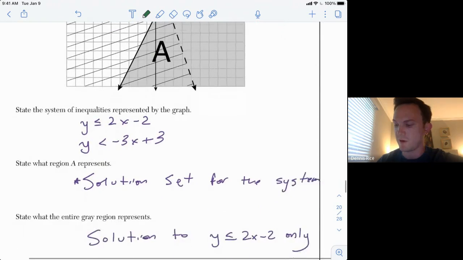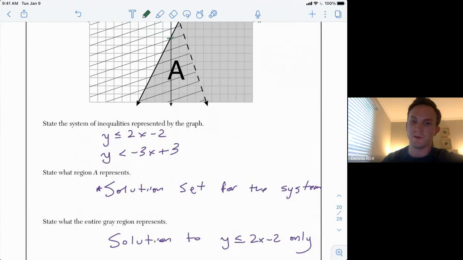Now in the next part, this is why writing solution matters, because they're going to ask, what's the difference between part 2 and part 3 then? What does the entire gray represent? The entire gray is just the solution to that top inequality. Those are just the points that satisfy the 2x minus 2. The A portion is where both the overlapping lines, and they actually colored in here, overlap, and that's what A is, that region. So if you just wrote solution and solution, you were a little too vague. Region A is the solution set for the system. The entire gray area is the solution just to one of the inequalities.